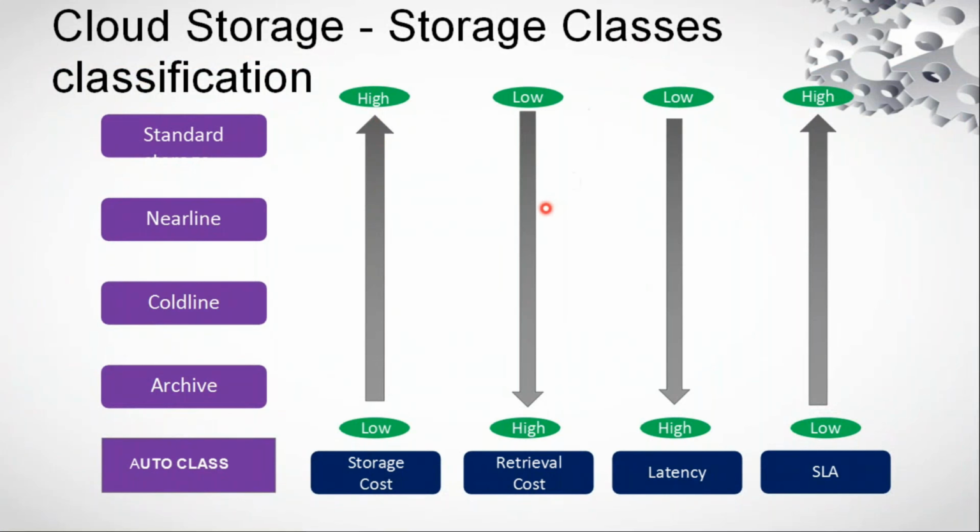So while coming to latency, the third parameter, the latency is very low in standard. When you go in sequence like standard to archive, the latency slowly increases. So this is from low to high comparison. SLA, like data is highly available in standard storage class, 99.99%, very high availability. And when you go to archival mode, availability slowly reduces. That is what the Google SLA provides to us.